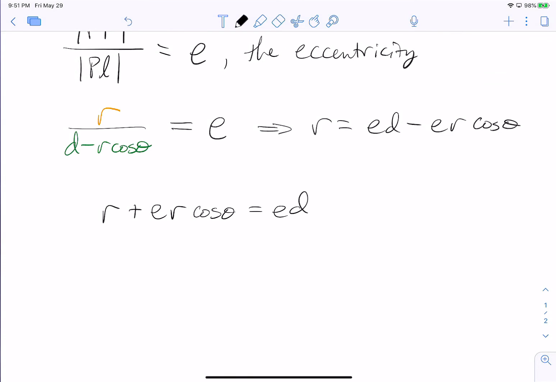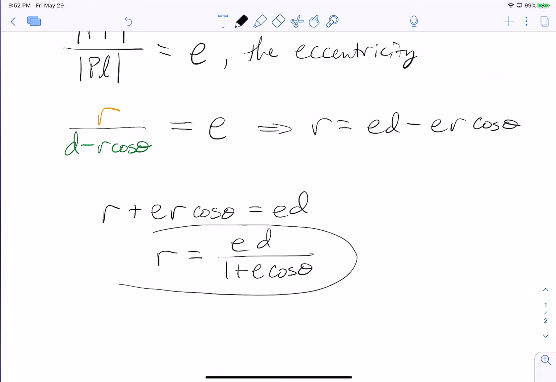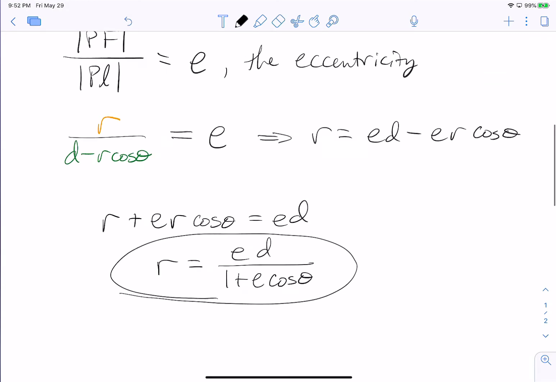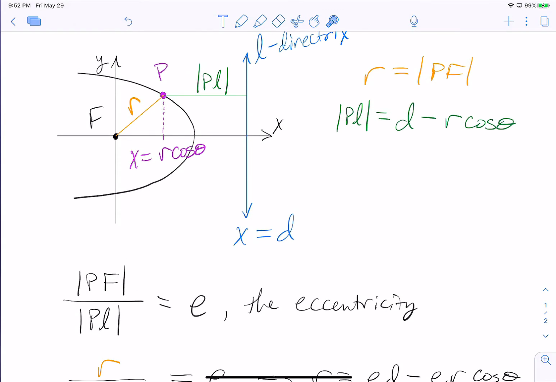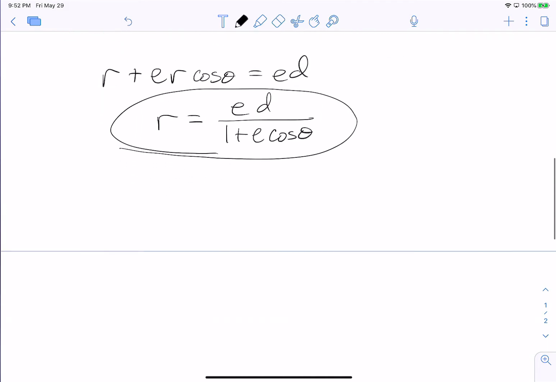And by factoring out r and then dividing, we get r is equal to ed divided by 1 plus e times the cosine of theta. This is the equation of a horizontally oriented conic section. And we know it's horizontally oriented because when we developed it, we had a vertical directrix and this curve was opening to the left. Now, again, we don't know what happens beyond that, but we have this curve that opens to the left. So let's flesh some of this out.